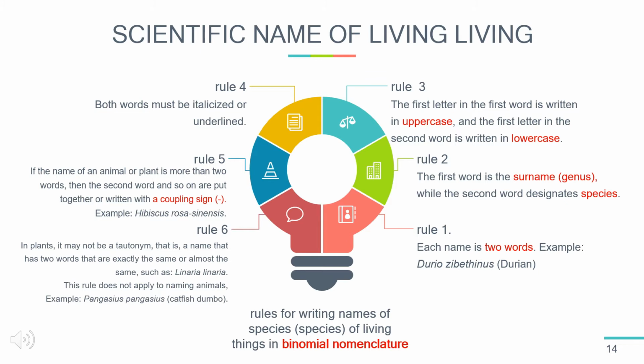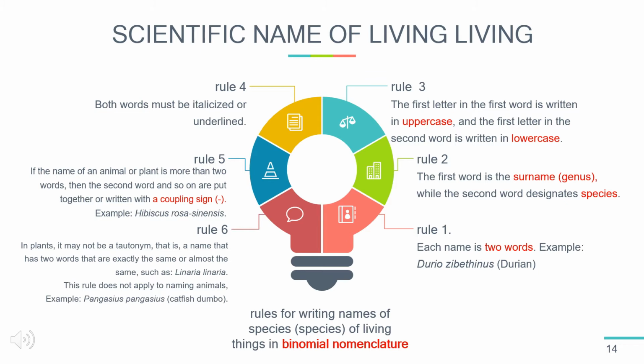The third rule is the first letter in the first word is written in uppercase, and the first letter in the second word is written in lowercase. As you can see in our example, Durio, the D is written in uppercase and zibethinus is written in lowercase. The fourth rule: both words must be italic or underlined because it's classified as Greek.